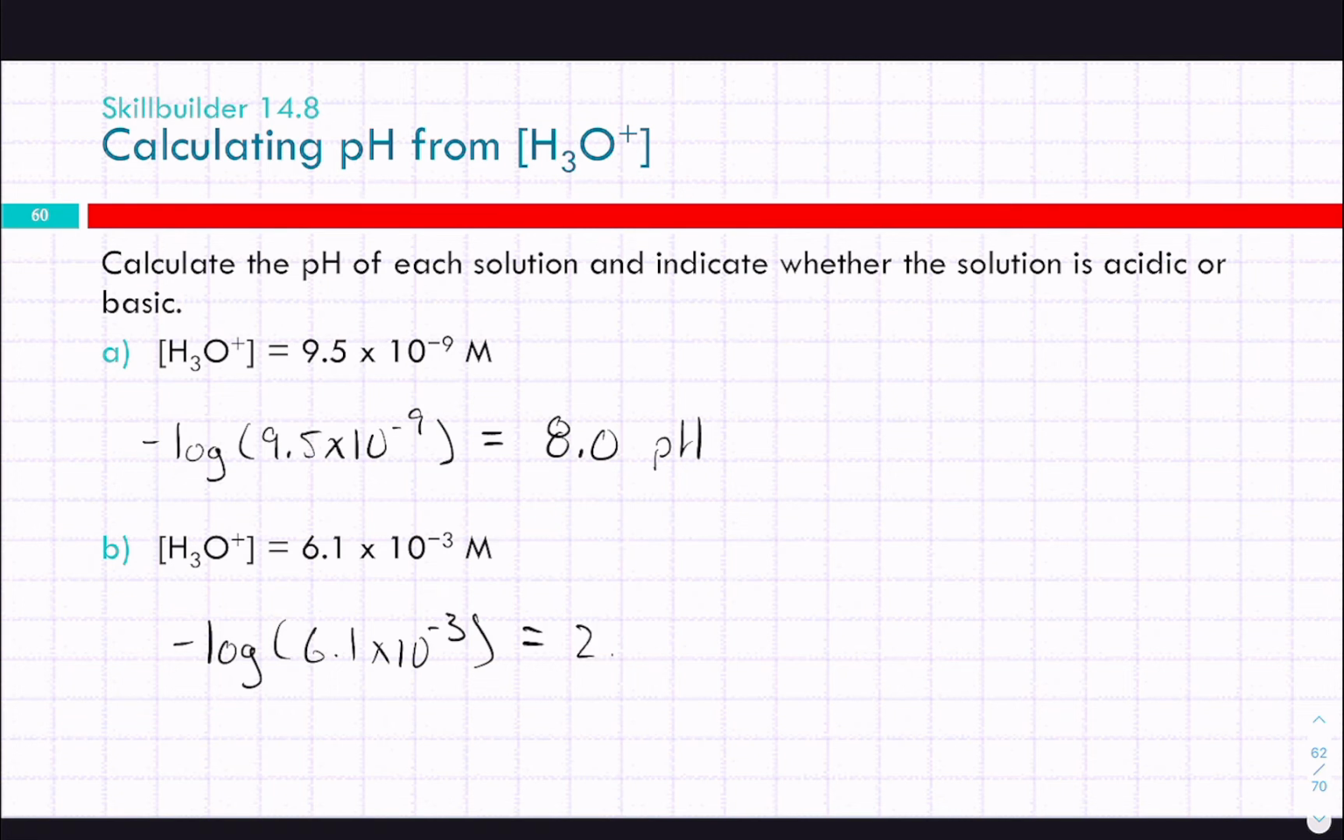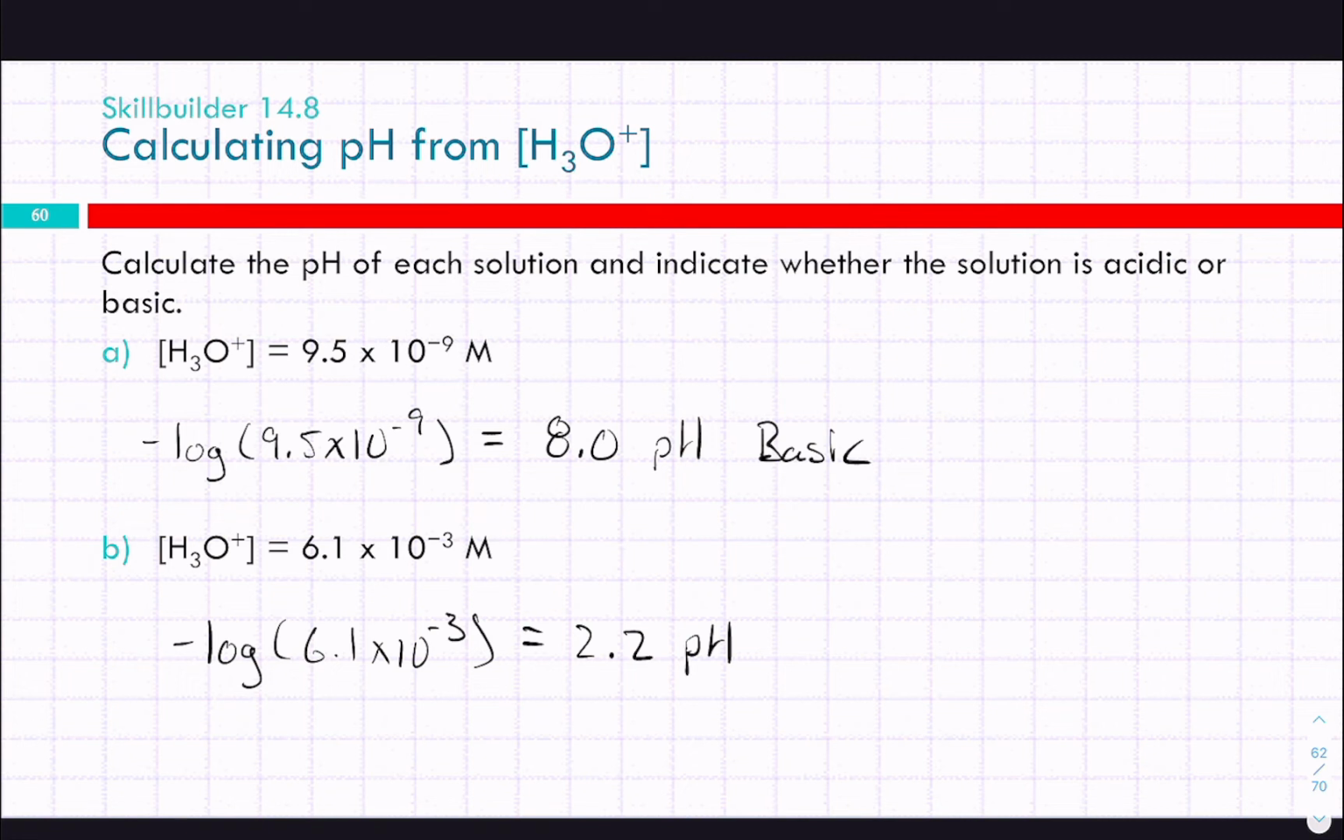So it's going to be 2.2 pH. So for the first one, is it acidic or basic? If the pH is, yeah, if it's higher than 7, it's basic. It's okay, we just learned it. So this is basic.